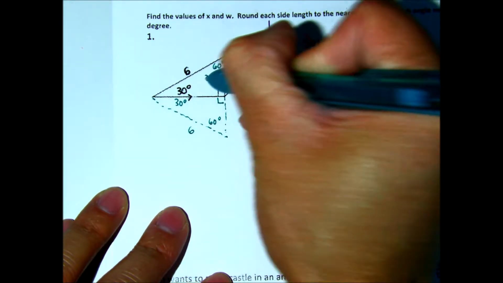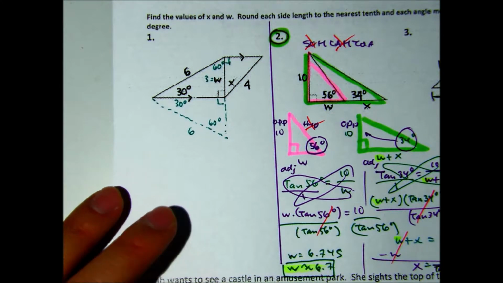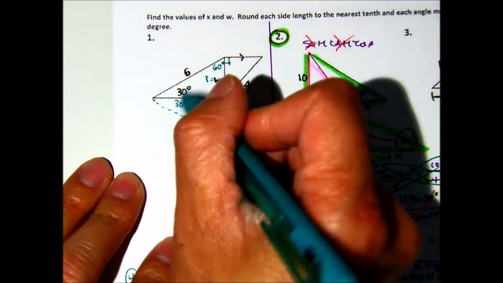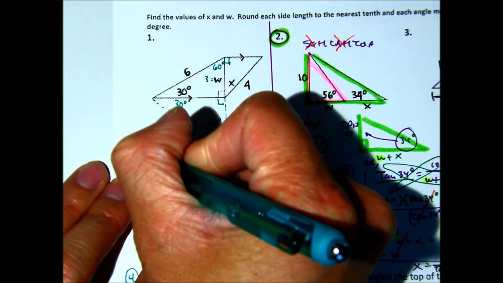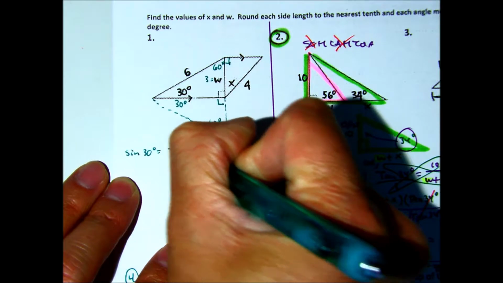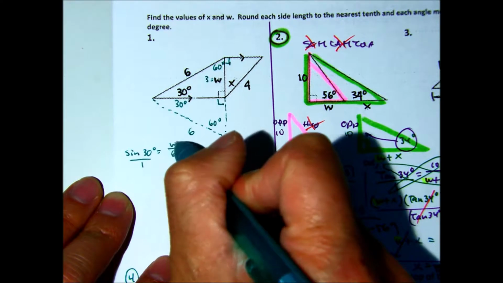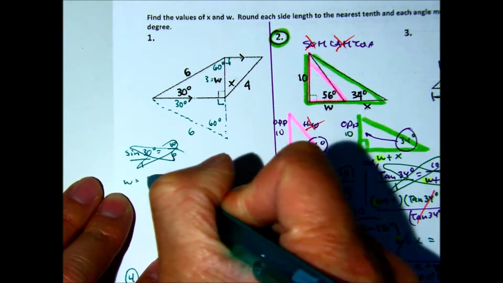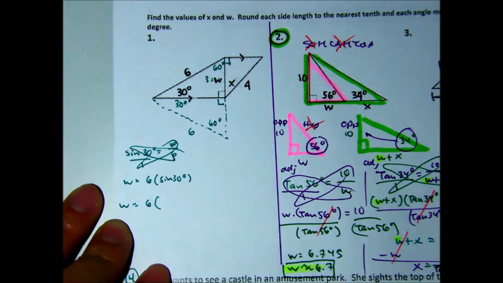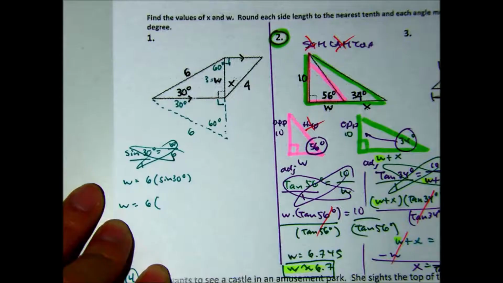Now, raise your hand if you saw that. Okay. Now, if you didn't see that, the old school way would have been sine of 30 degrees equals the opposite side, which is W, over the hypotenuse, which is 6. Cross multiply. W equals 6 times sine of 30. Sine of 30 in your calculators, I believe, is 0.5 or 1/2, and you'll get W to equal 3, which I just got, right?